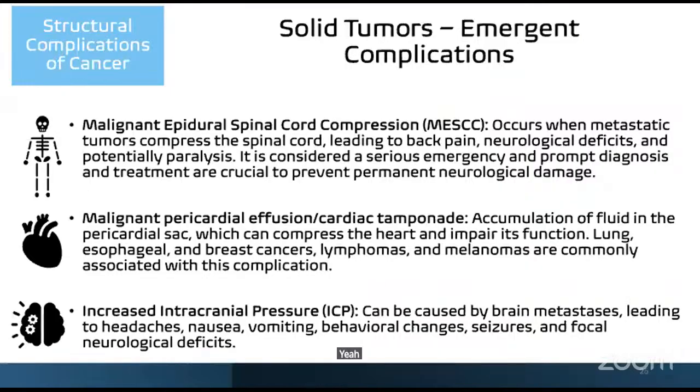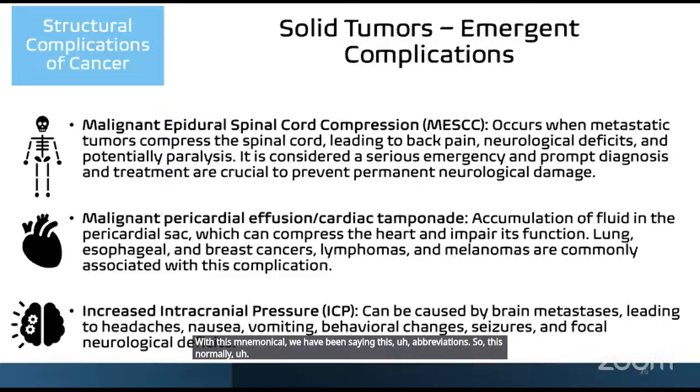So this slide is showing us three time-critical emergencies that can occur with cancer. You can see malignant epidural spinal cord compression, with this mnemonic. There is pressure on the spinal cord from a tumor causing back pain, weakness, paresthesia, incontinence, or other neurological deficit. If it's not treated, we create permanent disability.